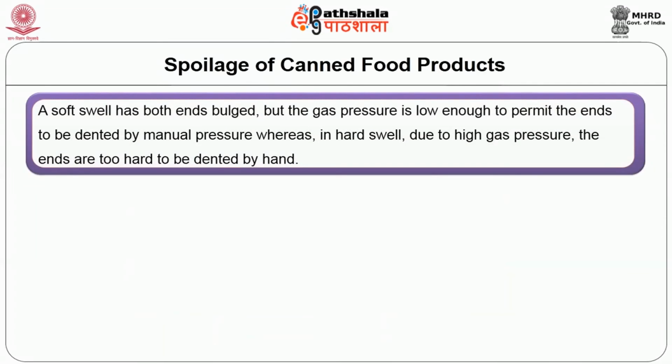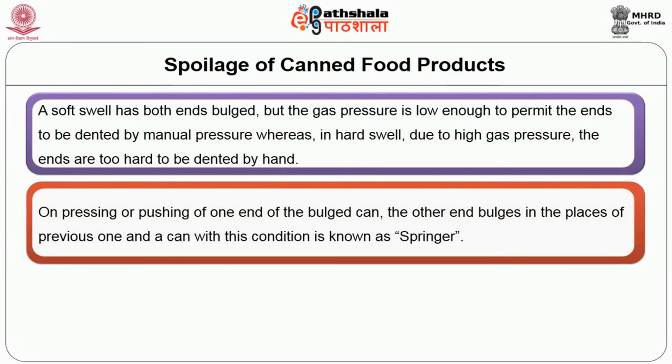A soft swell has both ends bulged, but the gas pressure is low enough to permit the ends to be dented by manual pressure, whereas in hard swell, due to high gas pressure, the ends are too hard to be dented by hand. Hard swell may lead to bursting of can due to high pressure buildup inside the can. On pressing or pushing of one end of the bulged can, the other end bulges in place of the previous one, and the can with this condition is known as springer.